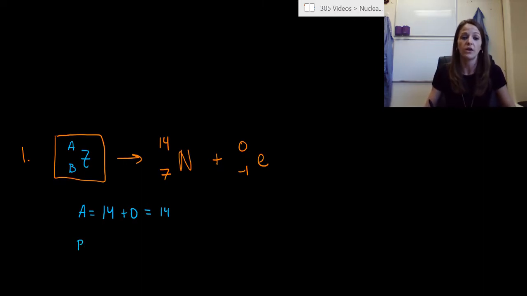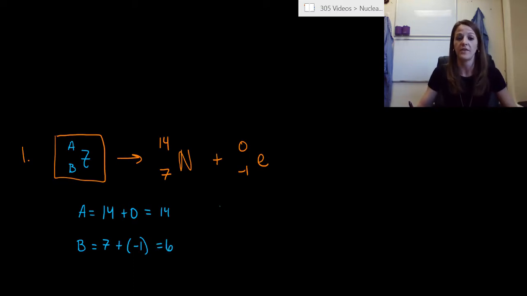Now we can try to solve for our atomic number. Same thing as with our superscript. Our subscripts, the sums have to be equal to each other on both the reactant and the product side. So since we only have one reactant, we're just going to say B is equal to the subscripts on the product side. Our product side has nitrogen, which has an atomic number of 7, and then we have a beta particle, which has an atomic number of -1. So 7 minus 1 gives us a value of 6.